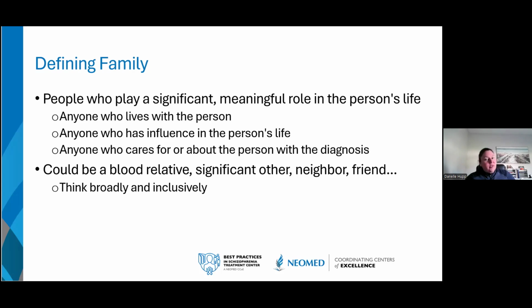So they may live with the person, they may have some kind of influence or impact over that person's life. They may care for the person in times of need, and they generally just care about the individual living with the diagnosis.